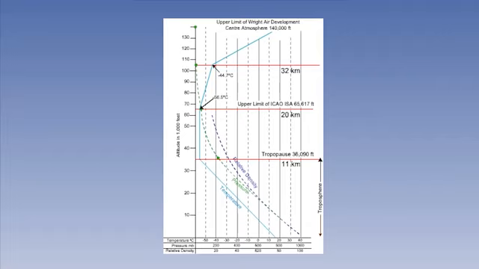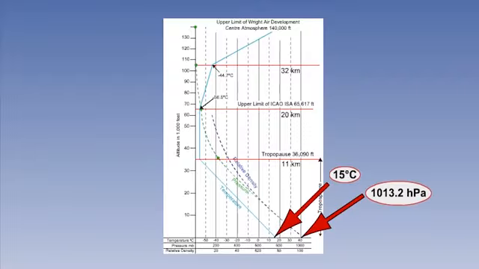This model atmosphere is known as the ICAO International Standard Atmosphere, or ISA, sometimes referred to as EASA. However, the model only extends to 32 kilometers, which is about 105,000 feet above mean sea level. ISA assumes that, at mean sea level, the temperature is 15 degrees Celsius, pressure is 1013.2 hectopascals, and the density is 1,225 grams per cubic meter.